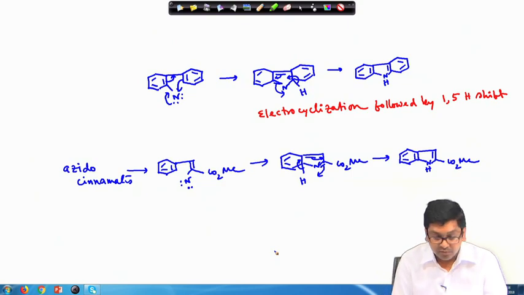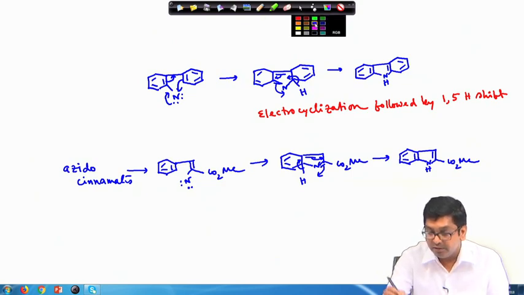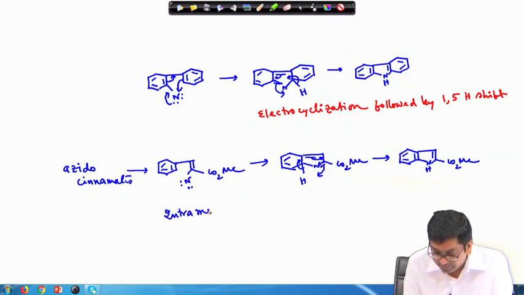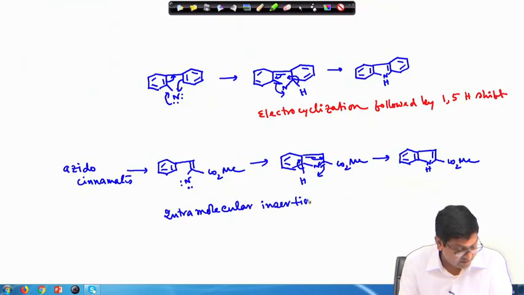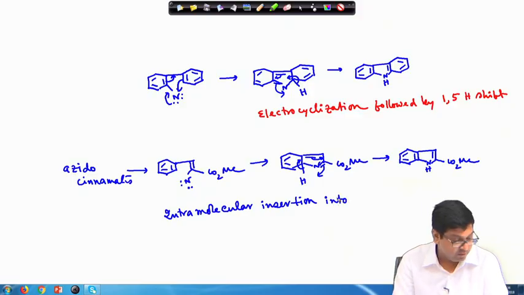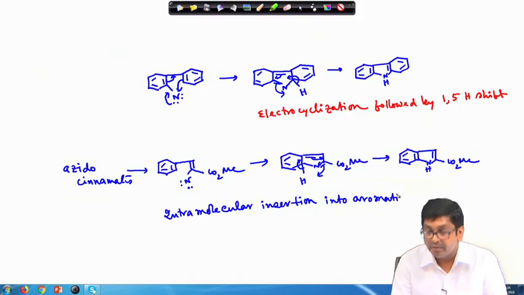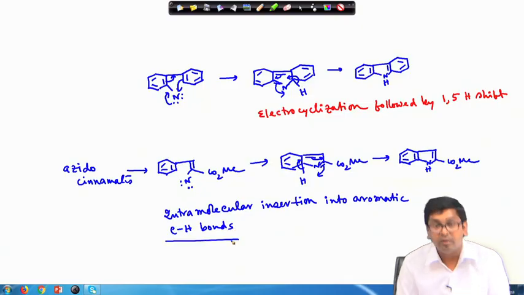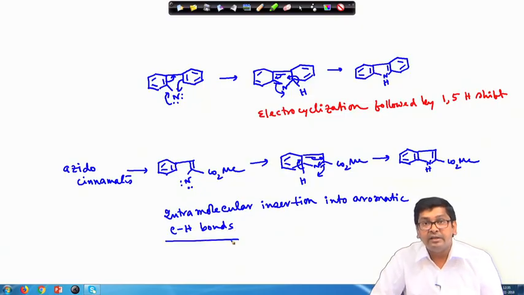Okay. Now, however, we can give one example, this is intramolecular insertion into aromatic carbon hydrogen bonds. So, we have seen initially the intramolecular insertions into aliphatic carbon hydrogen bond, here it is going through intramolecular insertions into aromatic carbon hydrogen bond.